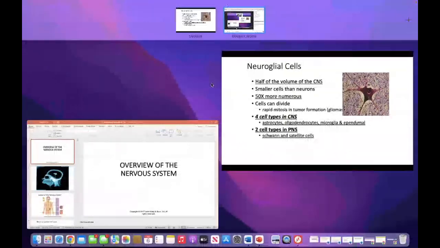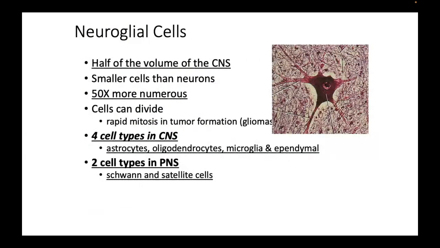Again, from a structural perspective, there are multipolar, bipolar, and unipolar neurons. And then from a functional classification, we said that there are somatic or sensory neurons, motor neurons, and association neurons or interneurons. Now, when we talk about the other type of cell, remember neurons are also electrically excitable. The other type of cell are called neuroglial cells, again, meaning nerve glue.